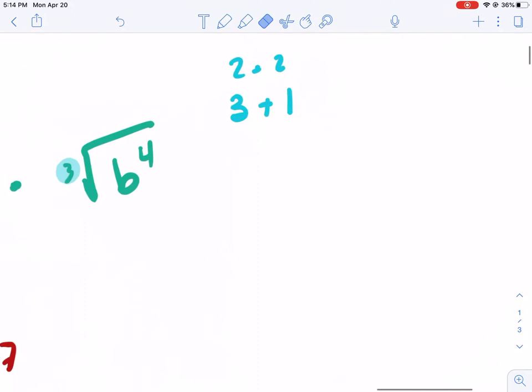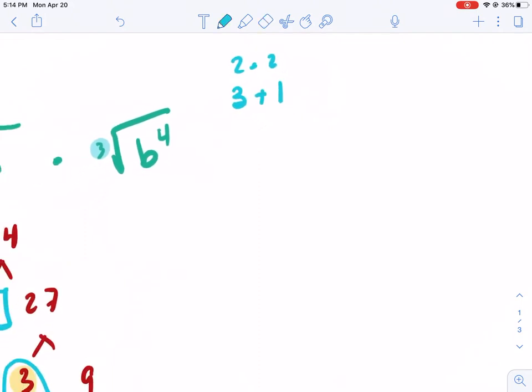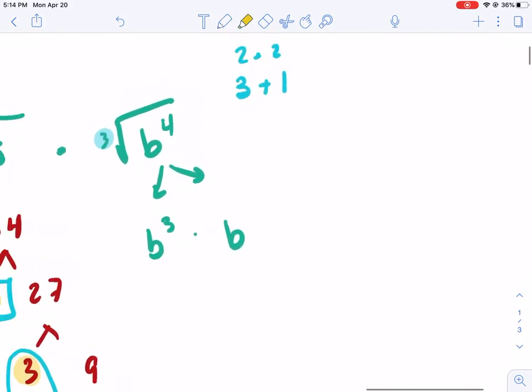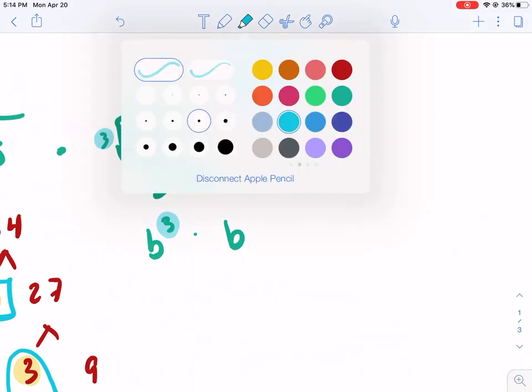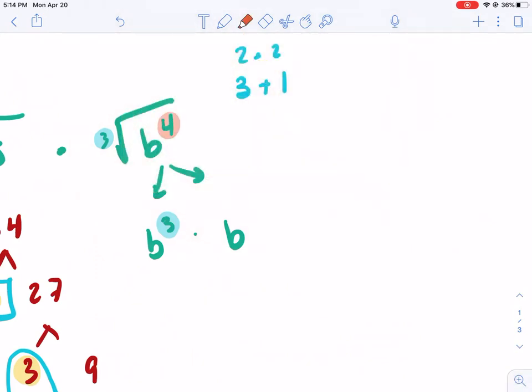So why do I do that? I'm thinking of splitting this up into its biggest factors, b cubed times b. Now, I'm not just looking for its biggest factors. I'm looking for any power that's a factor of b to the 4th that is divisible by 3.